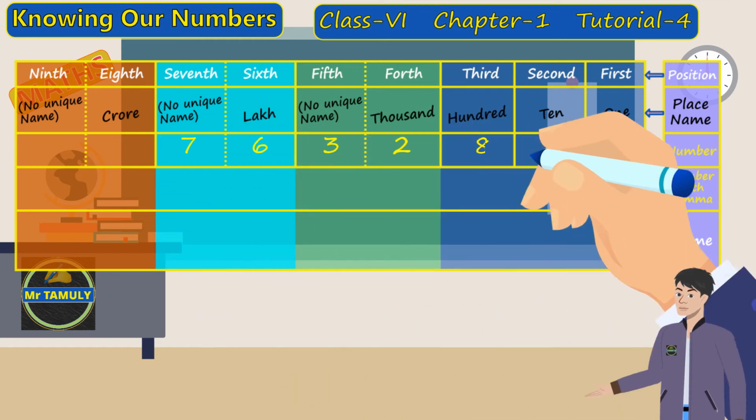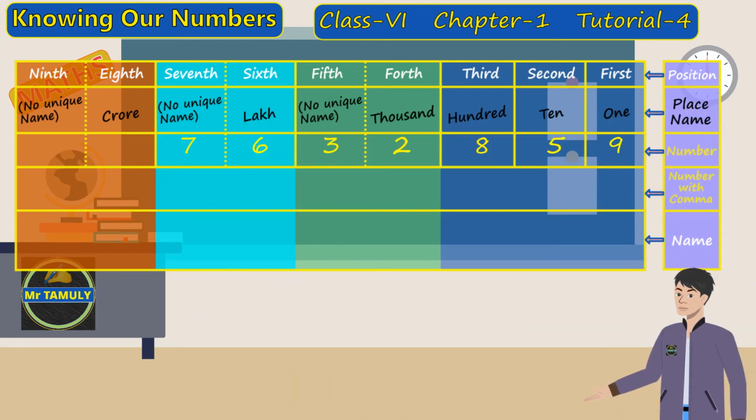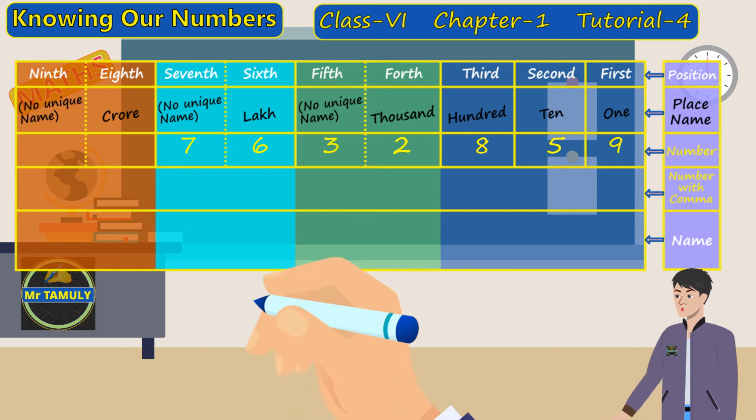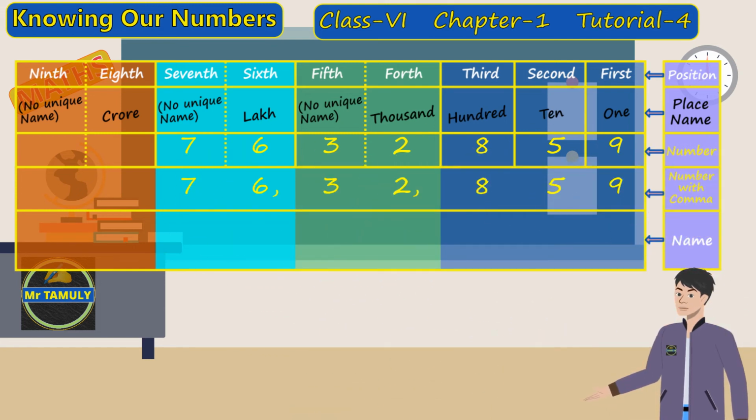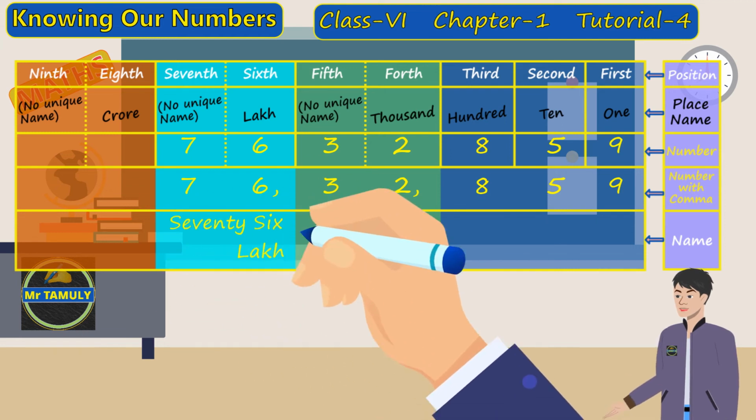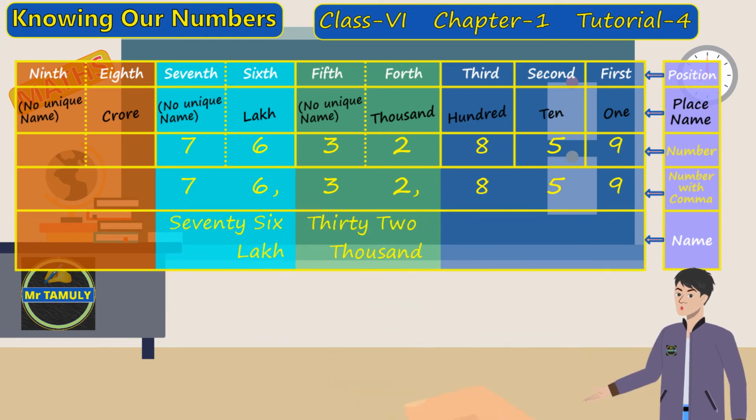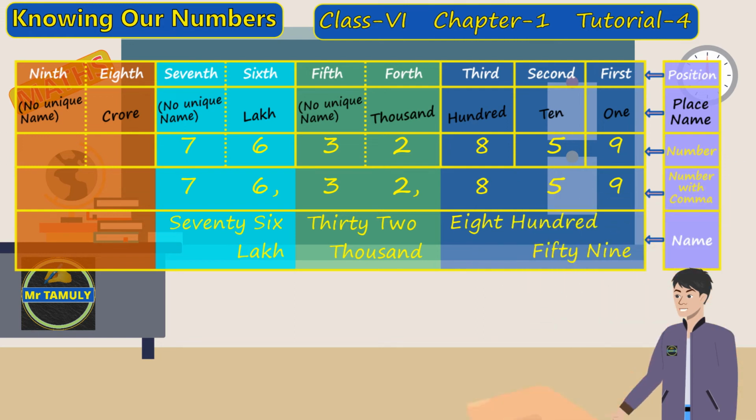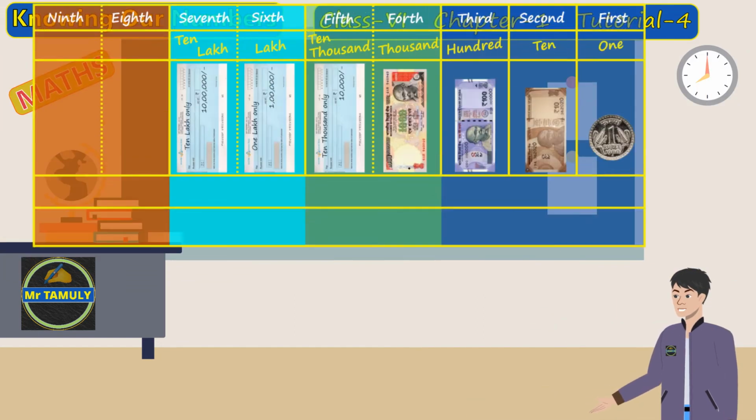Let's try and name one more 7-digit random number. The number is 7632859. Using commas we shall write 76,32,859. So the name of this number is 76,32,859. Before we conclude this tutorial we shall get ourselves introduced to the 8th and the 9th positions.